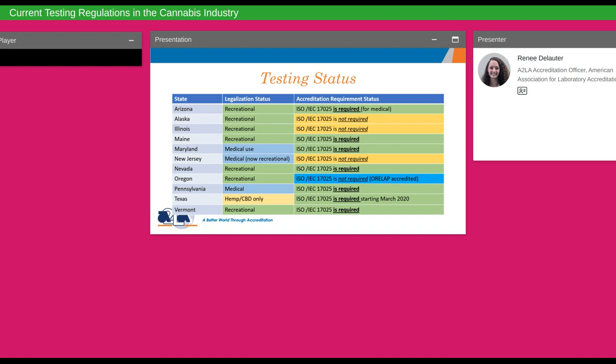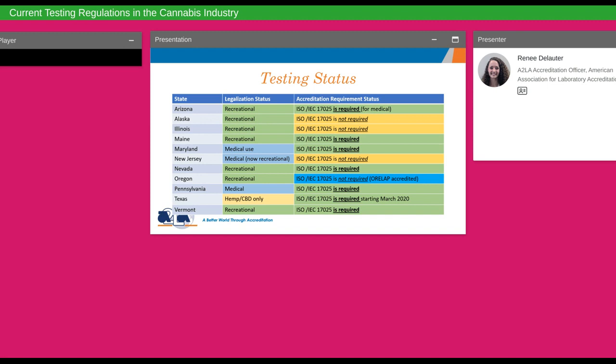New Jersey, Maryland, and Pennsylvania all have medical cannabis programs, but ISO IEC 17025 accreditation is not required in New Jersey, but is required in both Maryland and Pennsylvania. Like I mentioned, New Jersey has just passed legalization for recreational use, but there's still no requirement for ISO IEC 17025 accreditation yet. Oregon's pretty unique when it comes to testing cannabis.